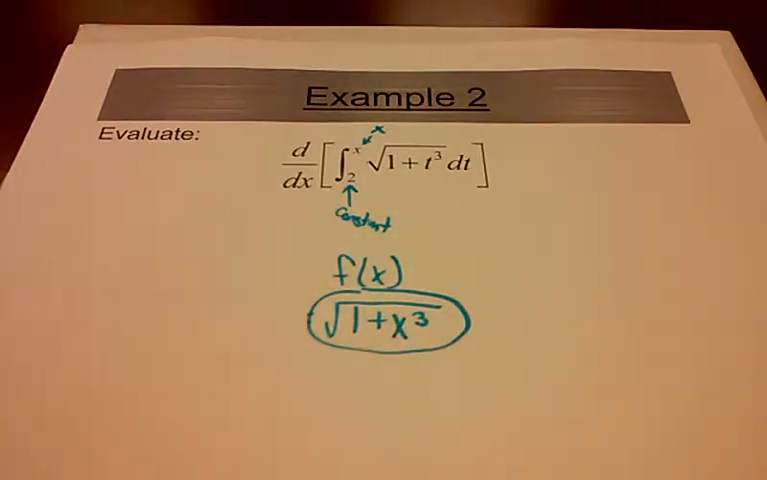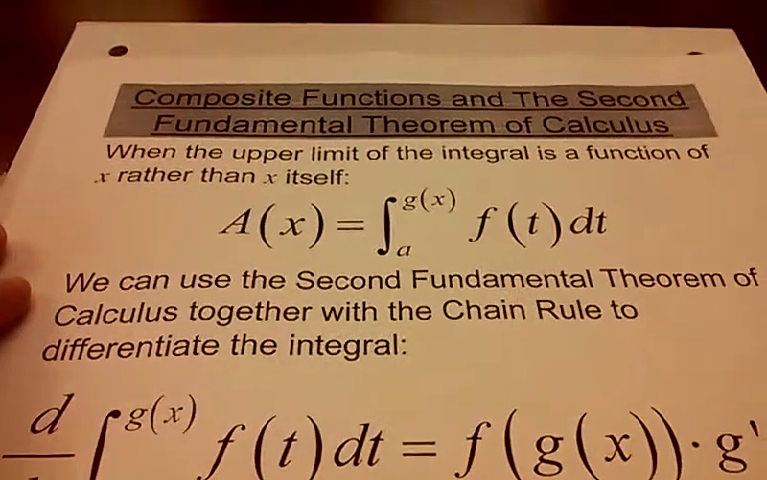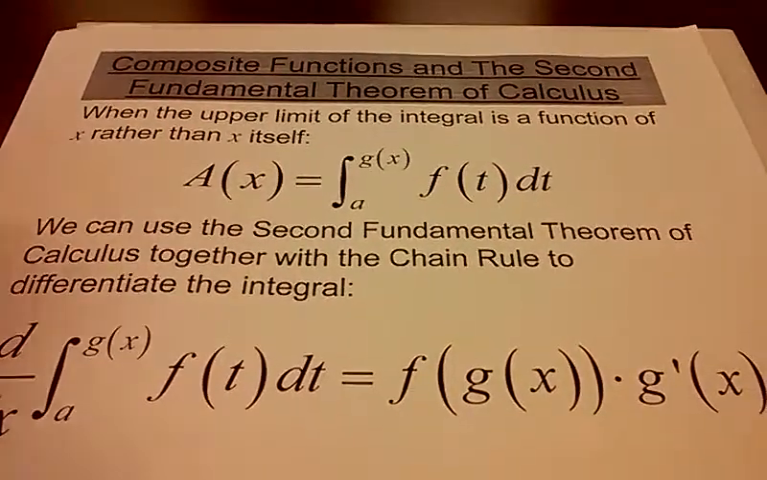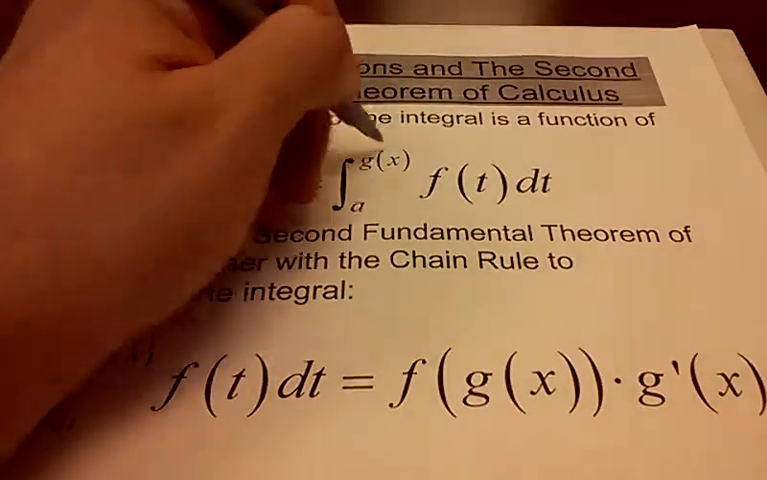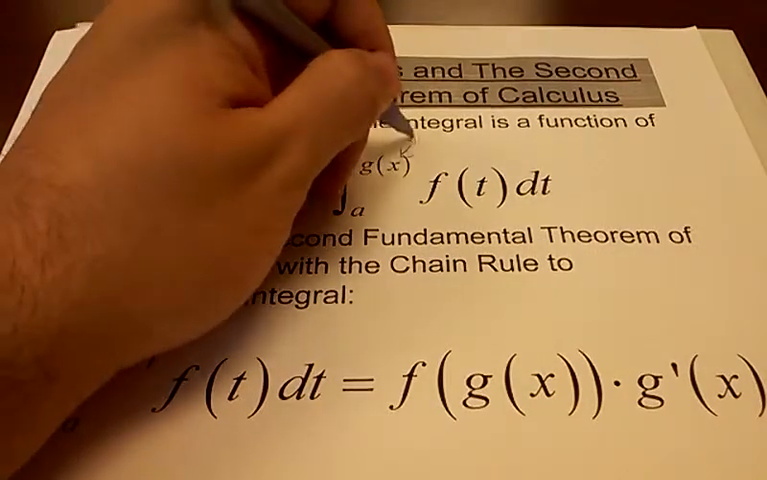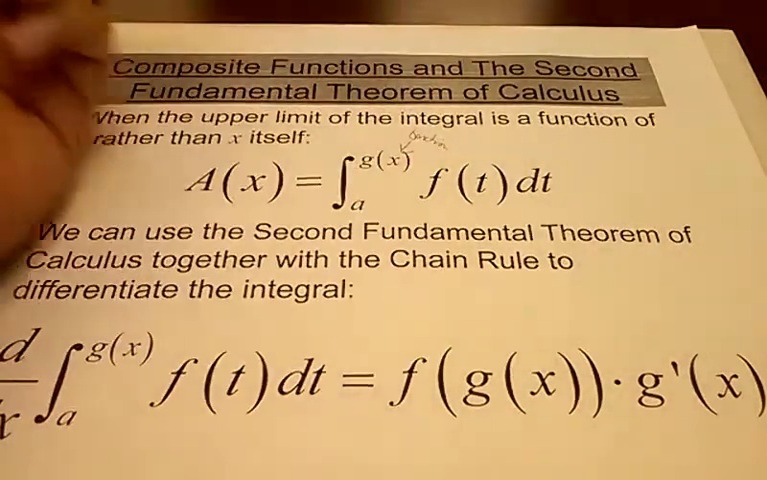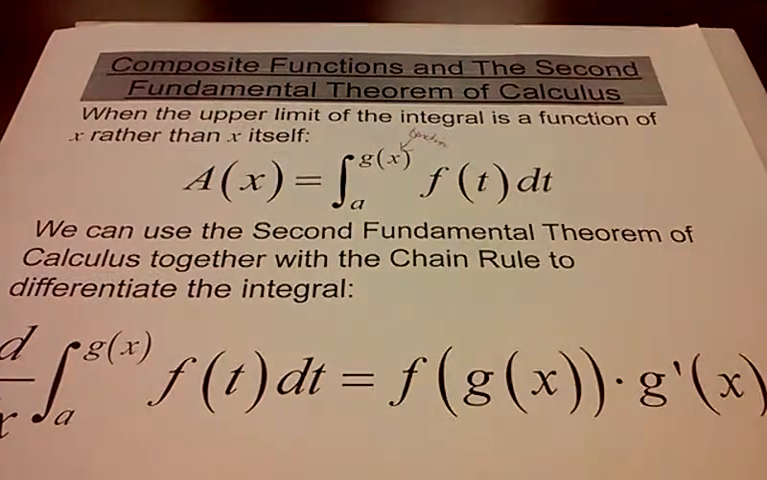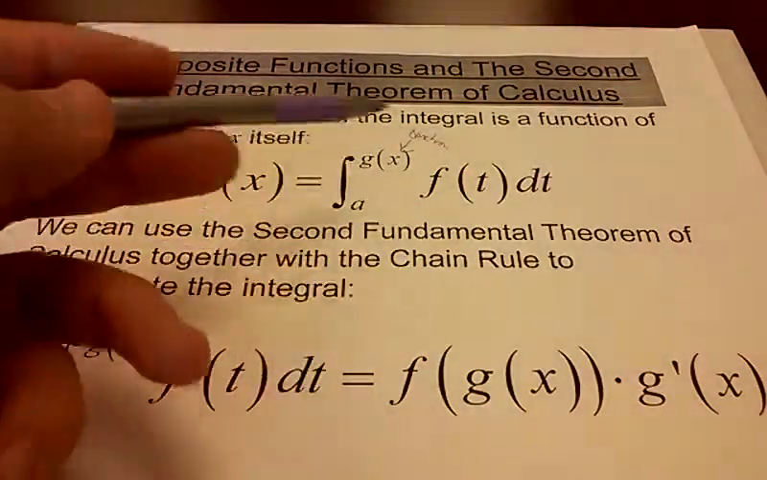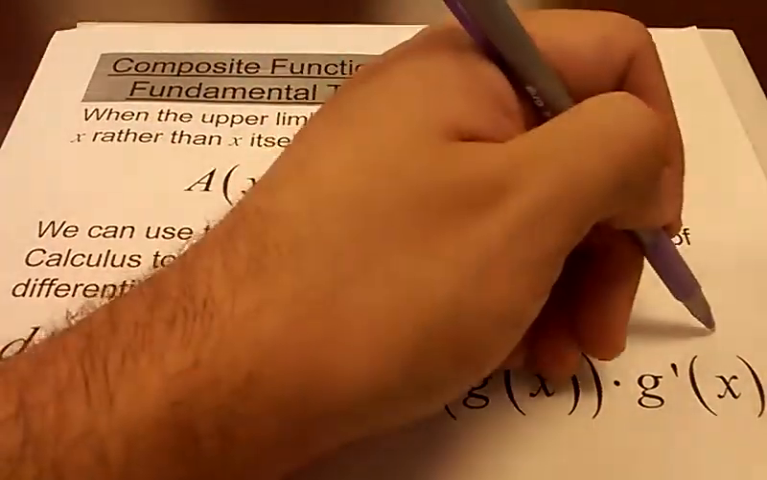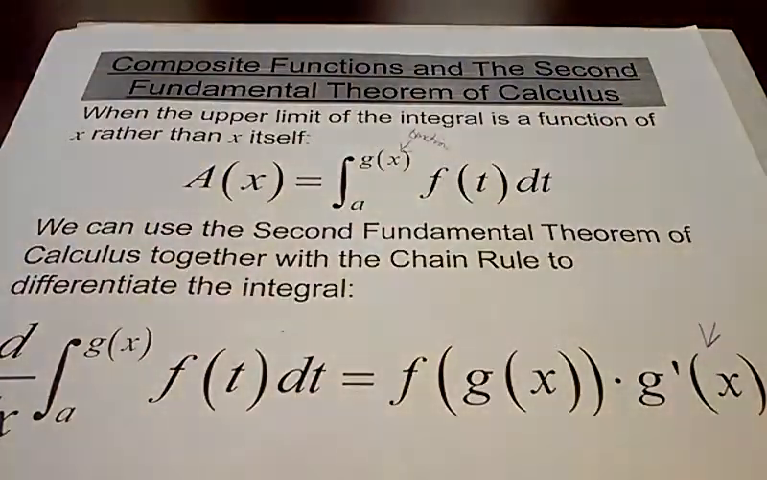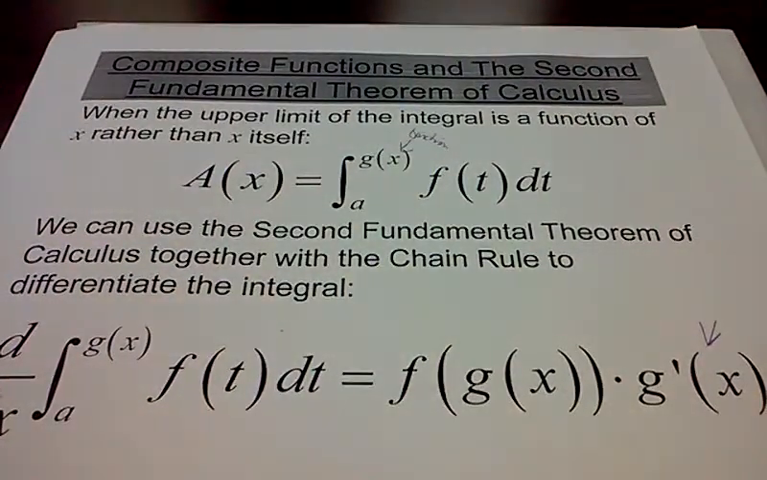Now, you're probably wondering, well, what happens if you don't have just plain old x? What if you have something else there? Well, that's when we're talking about a composite function. So let's say that you don't just have plain old x. Let's say you have some weird looking function there. The only thing you do differently, your answer is still going to be f of that value. You just make sure that you go back and you take the derivative of whatever that upper limit is.